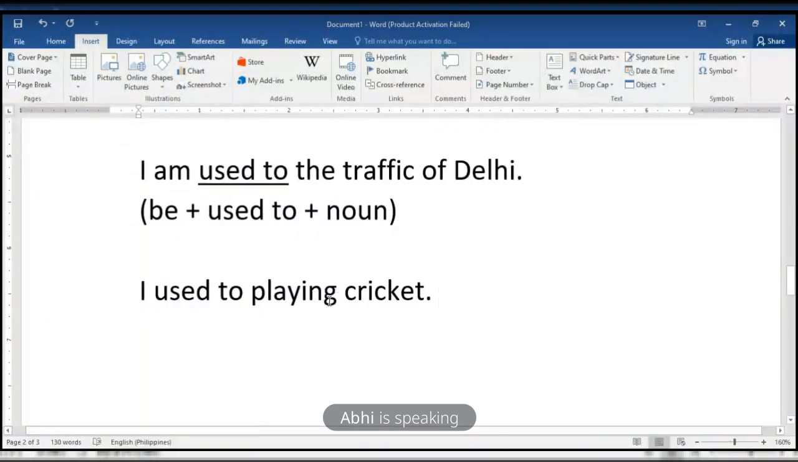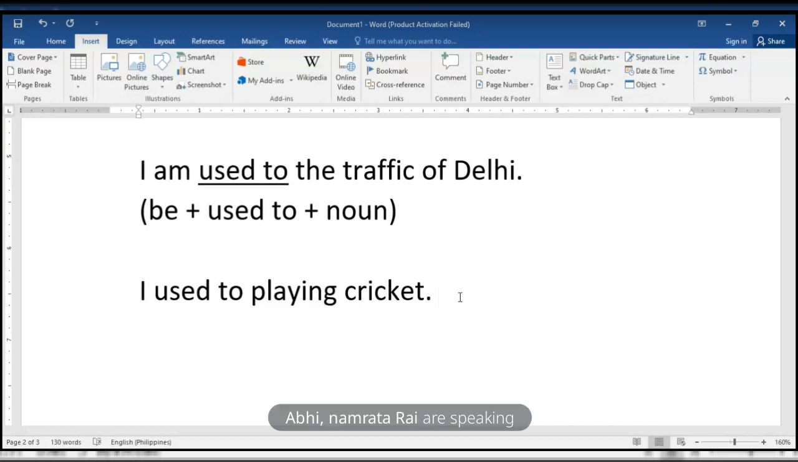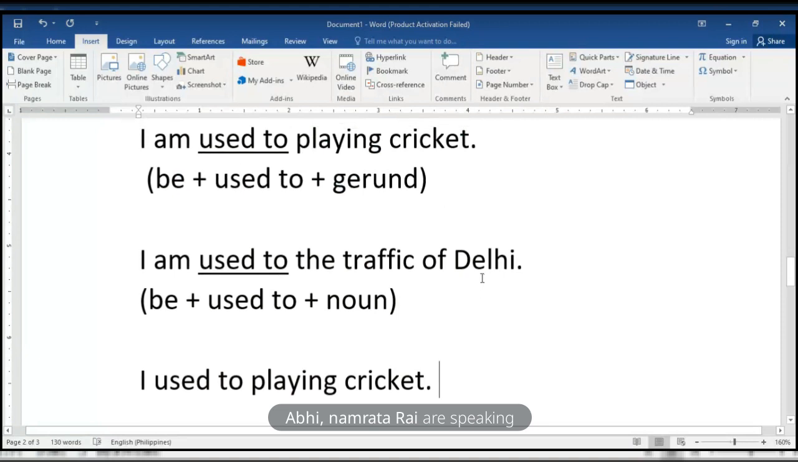When we use a gerund like playing cricket, there should be is, am or are. If we use is, am, are, it is a present form. But if I say I used to playing cricket, there should be only play: I used to play cricket. As I said, after used to there should be the verb's first form. So this is wrong. The correct sentence is: I used to play cricket.